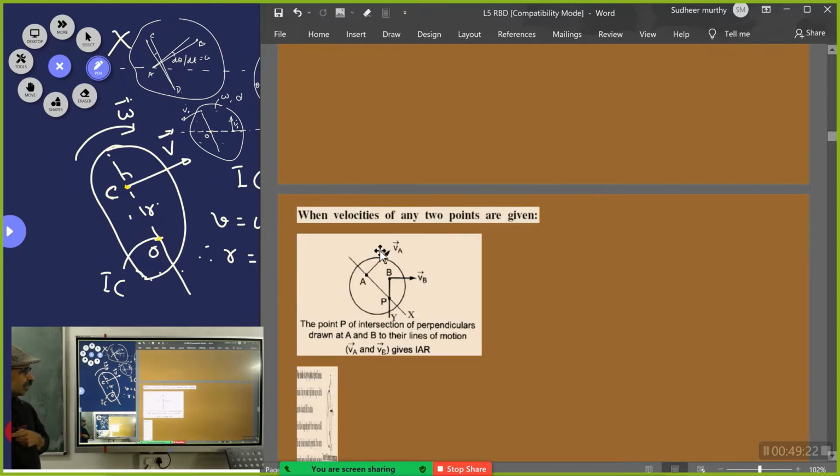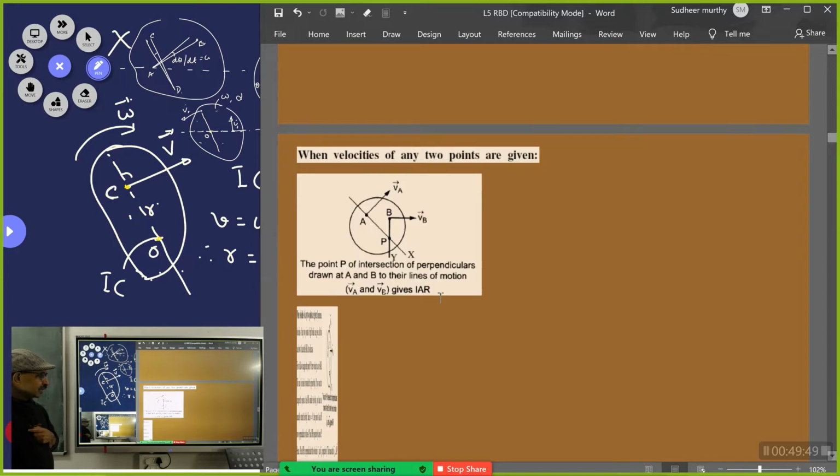Now here is another typical case, when velocities of any two points are given. So here A is given, B is given. What you will do is, to this velocity vector you will drop a line perpendicular, and to this point you will drop a perpendicular, and both of them meet here. So this becomes what? The instantaneous center of rotation. Got it?